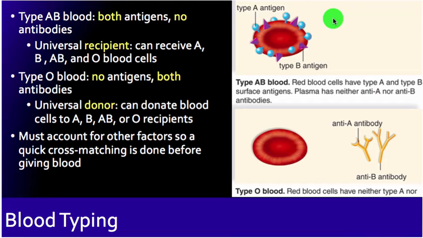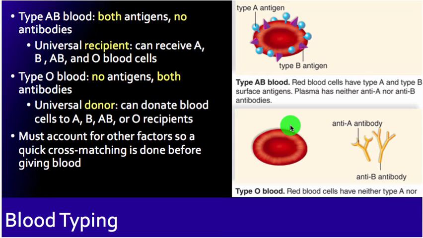We do recognize the type AB person as the universal recipient. That is, they can receive not only type AB blood, that is type specific, but they can receive A, B, or O blood cells. The reason for this is that they have neither anti-A nor anti-B antibodies. Of course we know that they can't, because they have both type A and type B antigens, so either antibody would cause agglutination.